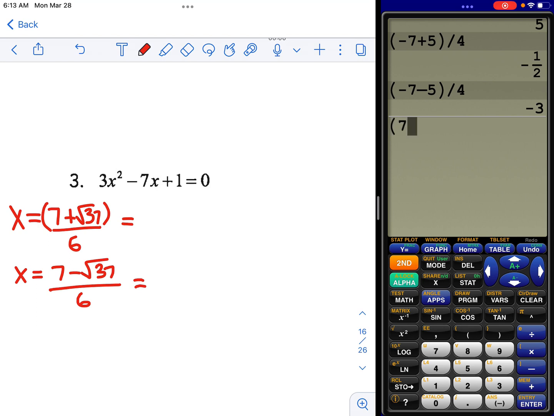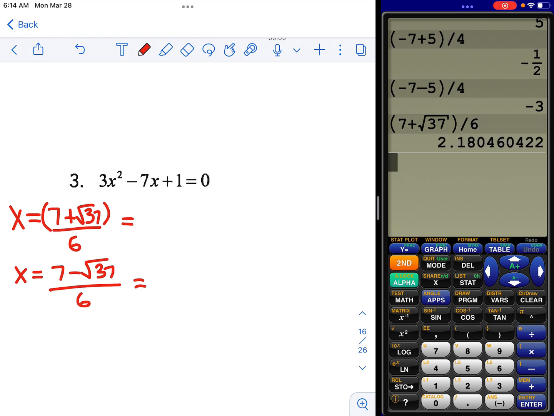So it would look like 7 plus the square root of 37. Whoops, and I think I need to get rid of that and go out here and put the bracket there. There we go. I'll get a little tricky with the bracket and the square root divided by 6. And that's 2.18. 2.180. Let's go 3 decimal places. It's a good number. And then I'm going to do something called a second entry. So I hit the second key, and then I go in the lower right-hand corner and hit entry.